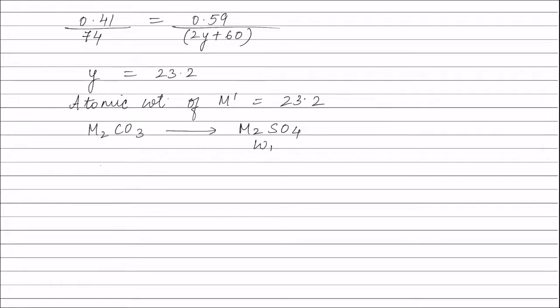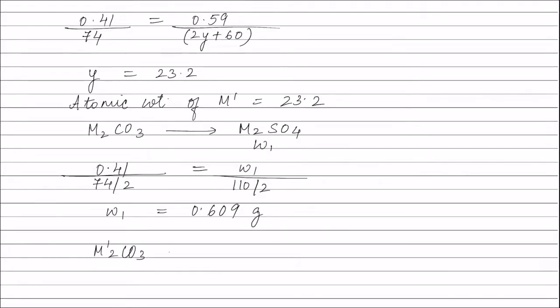Now, equivalence of M2CO3 will be equal to weight of M2CO3, that is 0.41 gram, divided by equivalent weight of M2CO3, that is 74 by 2, and this is equal to equivalence of M2SO4, which is equal to weight of M2SO4, that is W1, divided by equivalent weight of M2SO4, that is 110 by 2. 110 is the molecular weight of M2SO4 and 2 is the valency factor. Solving this, the value for W1 is equal to 0.609 gram.